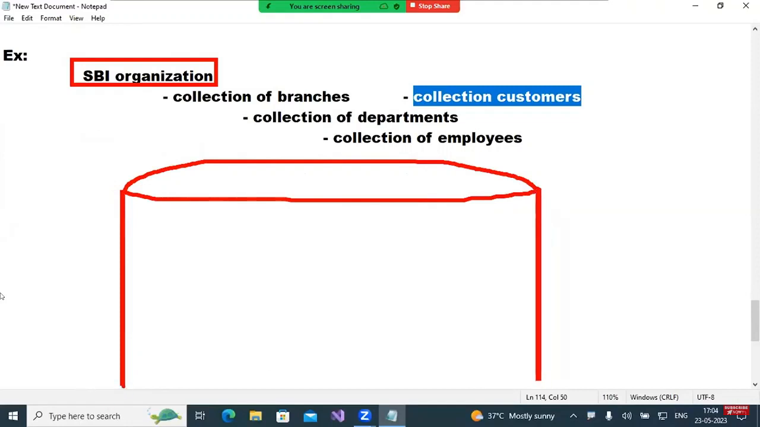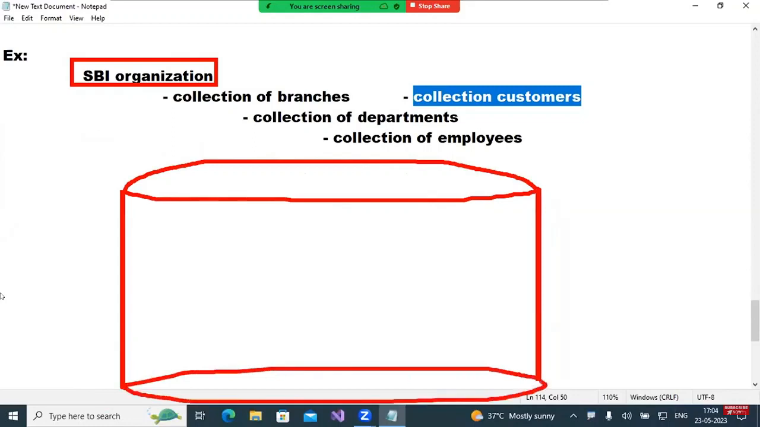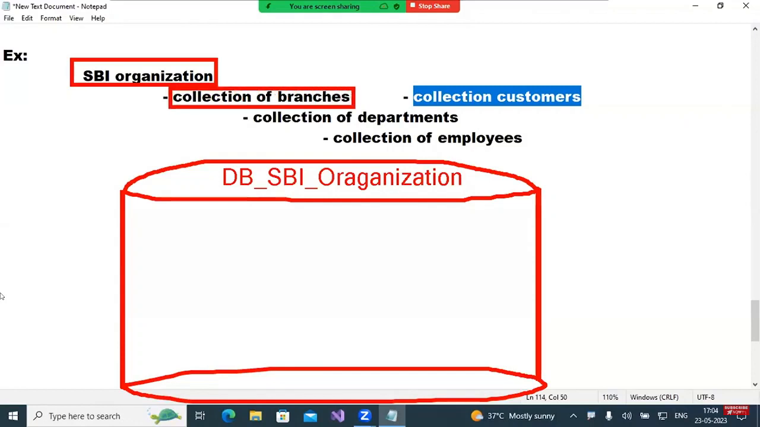Okay, fine. What is my database name here? DB underscore SBI underscore, what is this? The organization name I was given. This is one application I created. In this SBI database application, what do I first have to store? Branches. I have to store a collection of branch details.